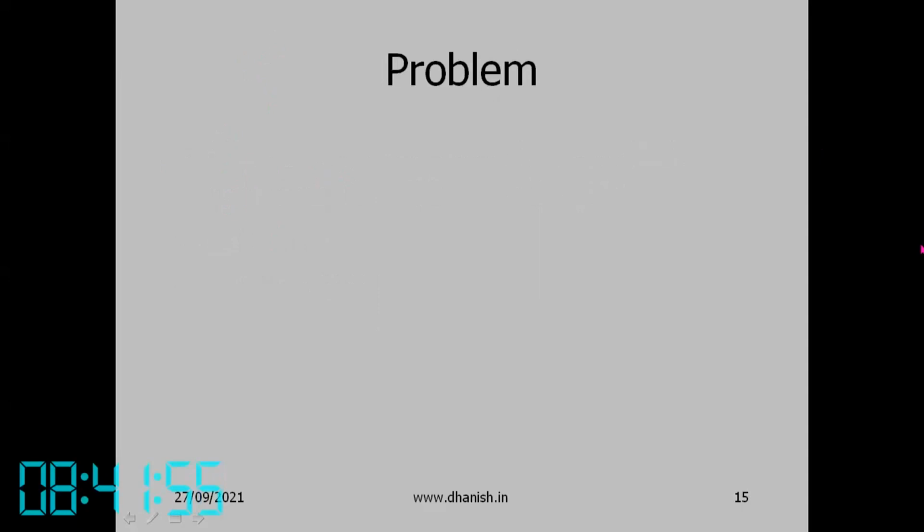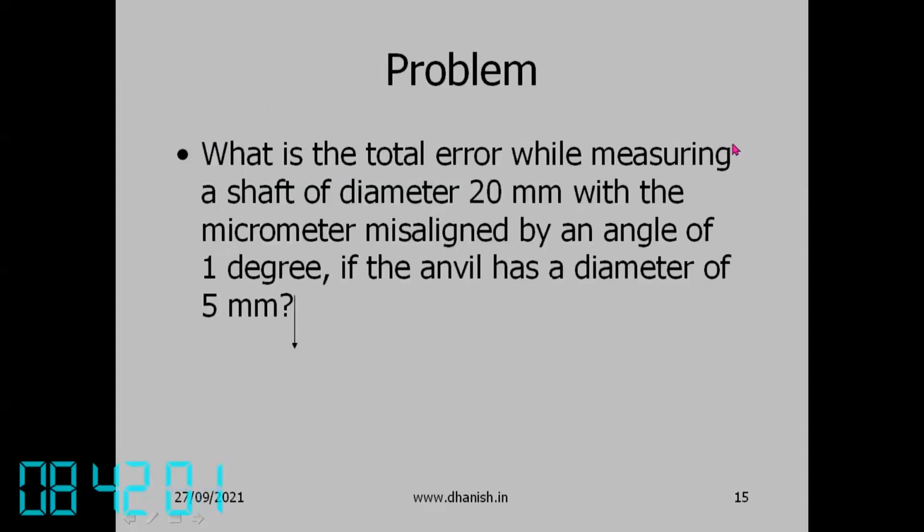Okay. So now let us do a problem. Here in this problem we combine both sine error and cosine error. Whenever we use a measuring instrument to measure an object, there will be a misalignment of the scale, and there will also be a misalignment of the contact face. So both happen together. So what is the total error while measuring a shaft of diameter 20 mm with the micrometer misaligned by an angle of 1 degree if the anvil has a diameter of 5 mm?